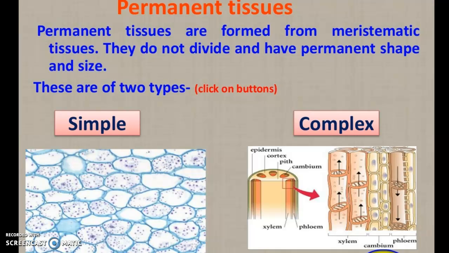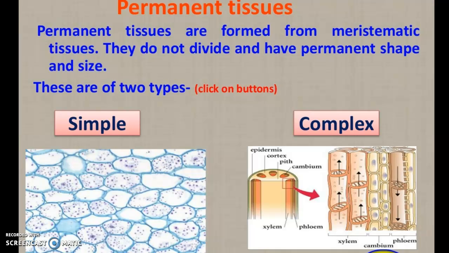Permanent tissue. This is the second type of tissue. Permanent tissues arise from the meristematic tissue, and the characteristic which makes them different from the meristematic is that they do not have the ability to divide. They have permanent shape and permanent size, while meristematic tissues have the ability to divide.